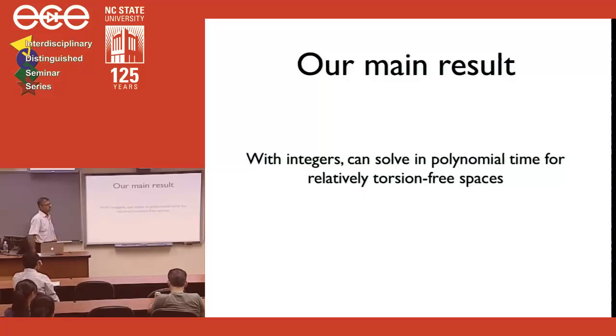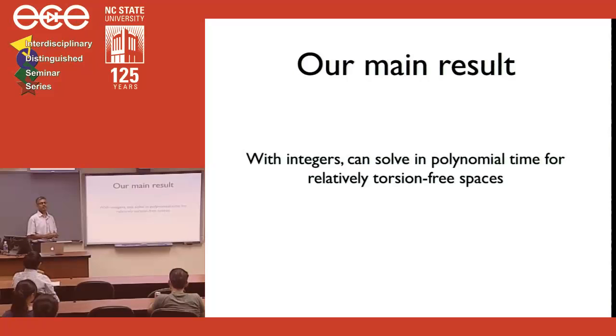So our main result was this surprising thing. People thought that Z2 is simpler because you have just zeros and ones, and we said no. If you have 0, 1s and minus 1s, and you allow orientation to decide whether something is 1 or minus 1, then you naturally get integer homology, and if you do, then you can actually solve it in polynomial time. Maybe it's not linear time, but much better than NP-hard in my opinion. And we showed that we can solve it for these things which we call relatively torsion-free spaces.